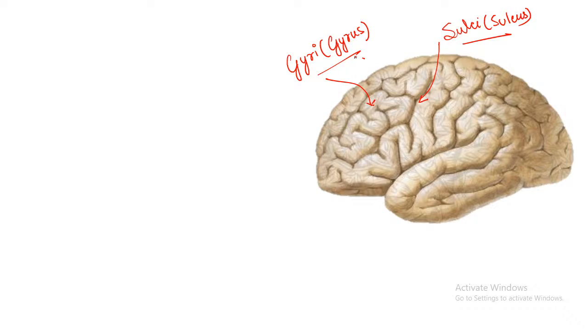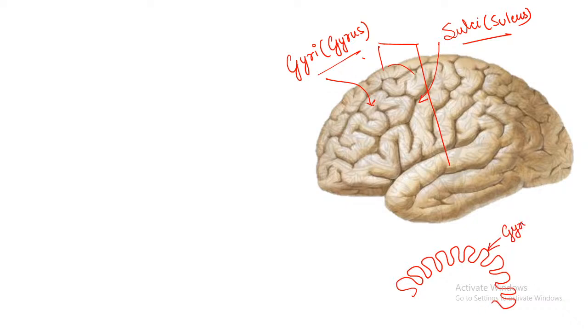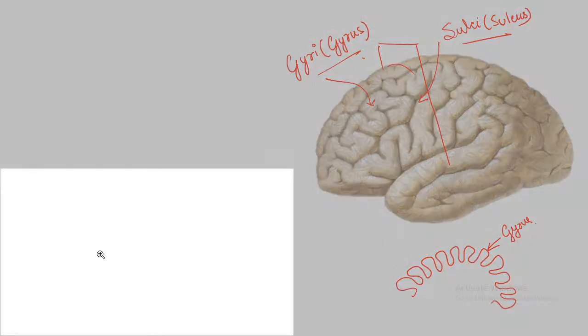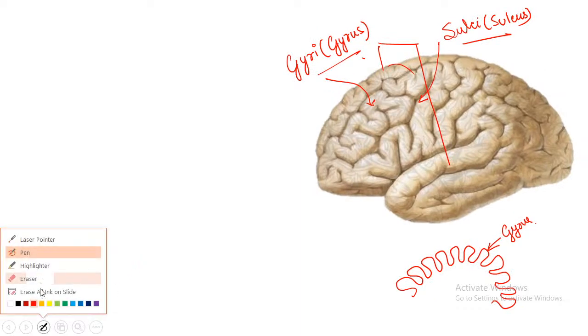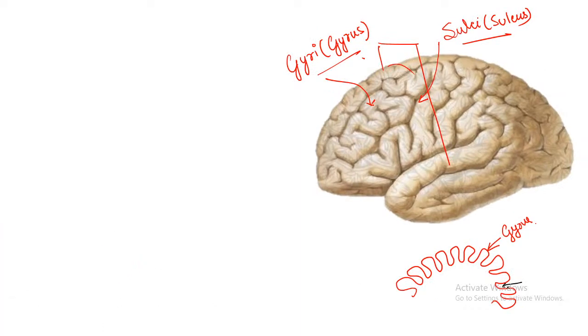If we take a cut section of the brain from this plane, we would find the brain looks like this. These elevated parts are your gyrus, and the depressed parts in between two elevated parts are known as sulcus. Gyrus and sulcus. Basically, that is the idea of sulci and gyri.